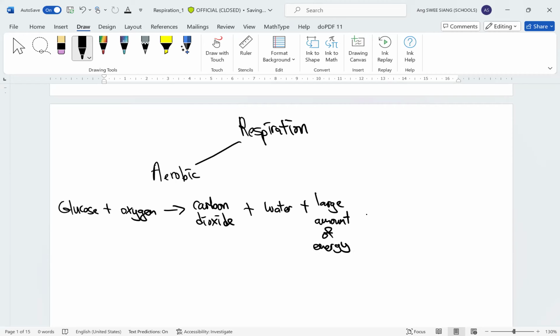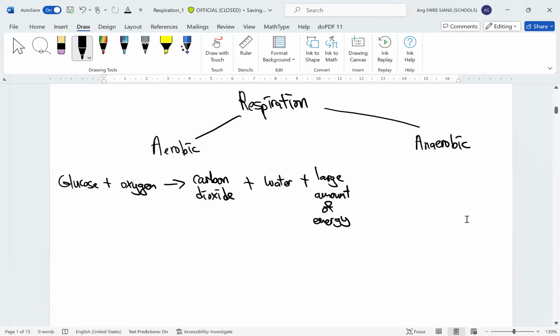Okay, this is the word equation that you need to know. So I write anaerobic here. I need the space, so later I will rewrite it. Okay, so this is the word equation.